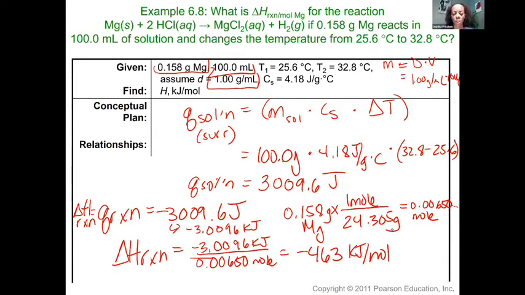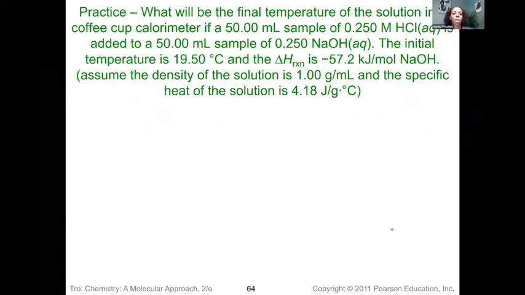And last but not least, it says, what will be the final temperature of the solution in a coffee cup calorimeter if 50 milliliters of sample of 0.25 molar HCl is added to 50 milliliters sample of 0.25 molar NaOH. The initial temperature is 19.5 degrees Celsius, and the enthalpy for the reaction is negative 57.2 kilojoules per mole of sodium hydroxide. And we're to assume that the density of the solution is the same for water and same with the heat capacity.